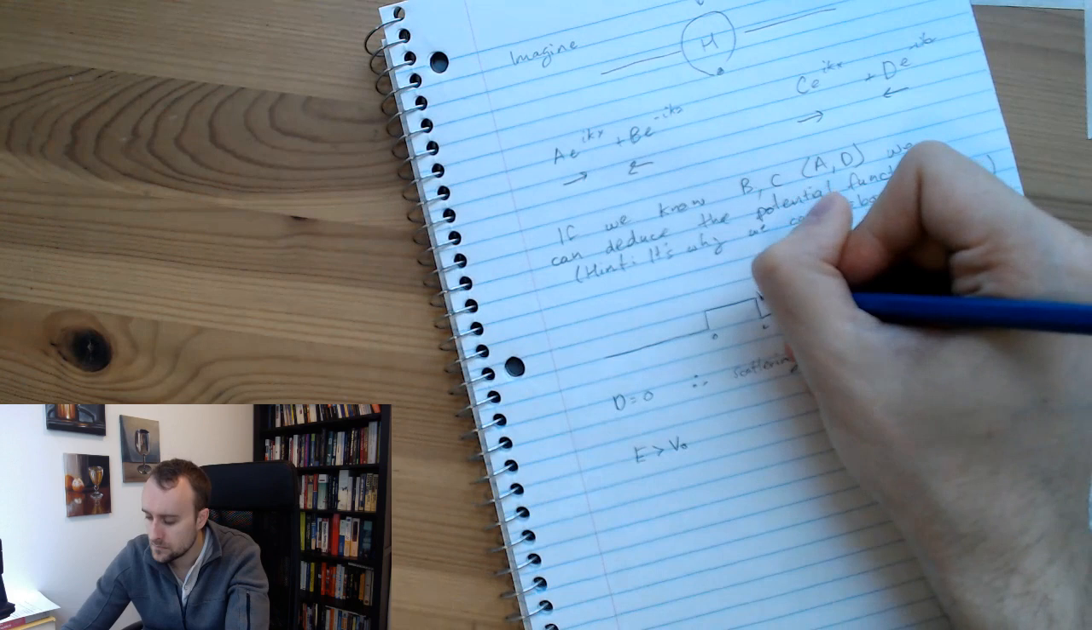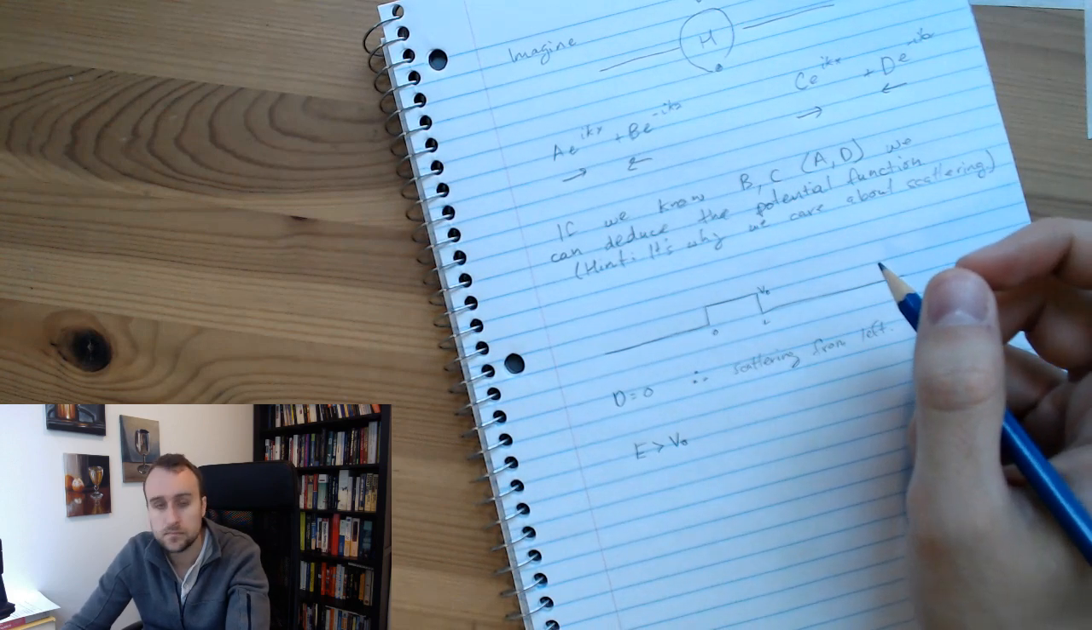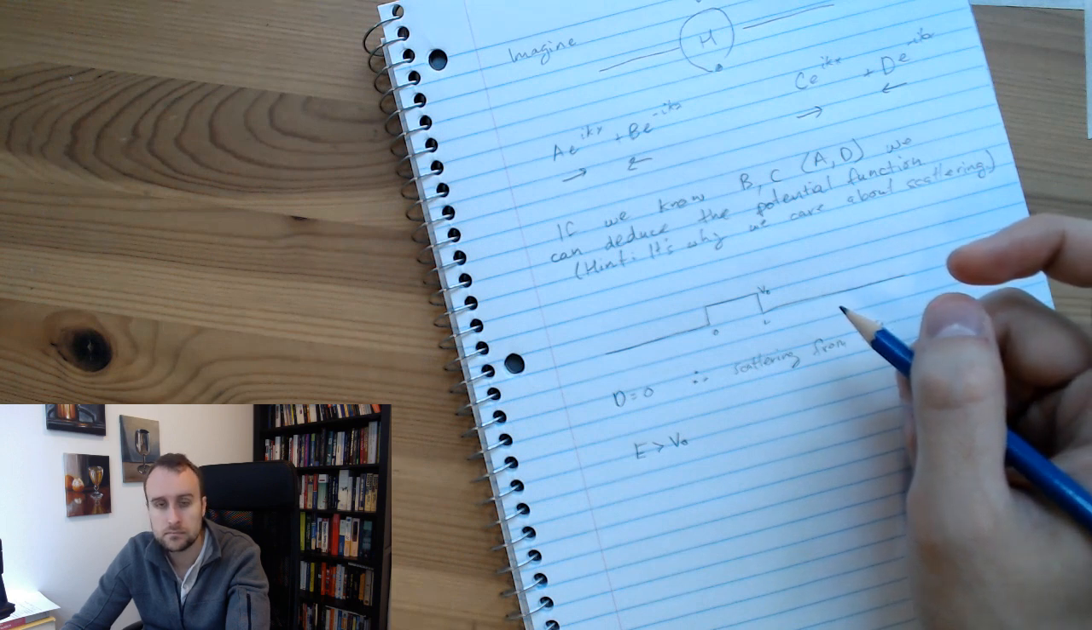Okay, so this will be our first case to study. We know the form of the wave function out here. It's A e to the ikx plus B e to the minus ikx. We know the form of the wave function out here. It's C e to the ikx plus D e to the minus ikx. The only thing we don't know is the form of the wave function in here.